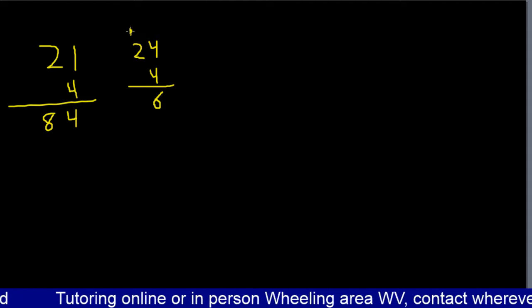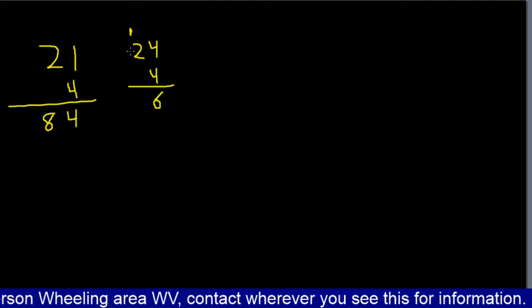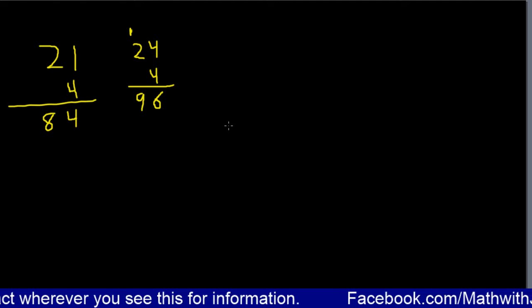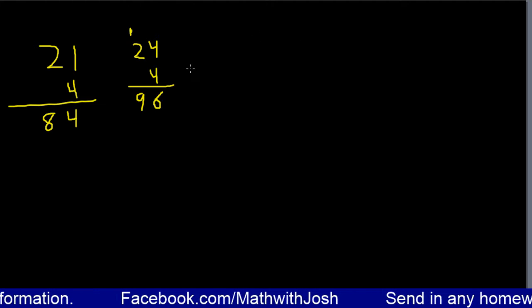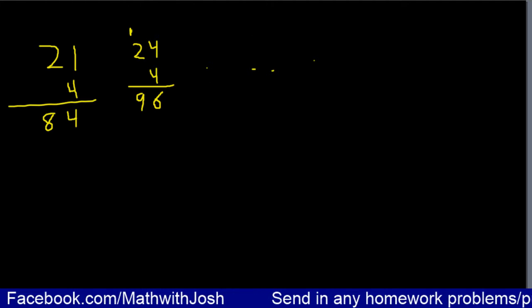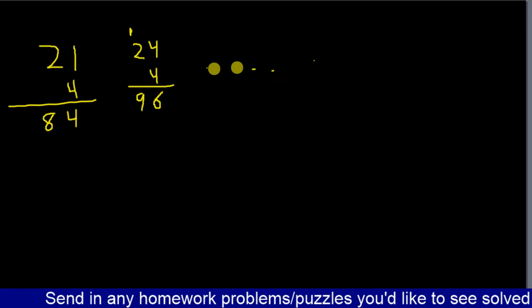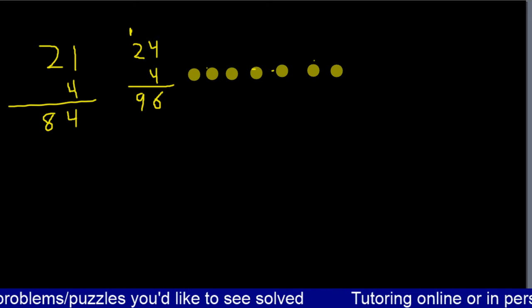We carry the 1. 4 times 2 is 8. 8 plus 1 is 9. So we bring the 9 down. And we would continue, right? And then maybe we have a few more problems. We're working down the sheet.